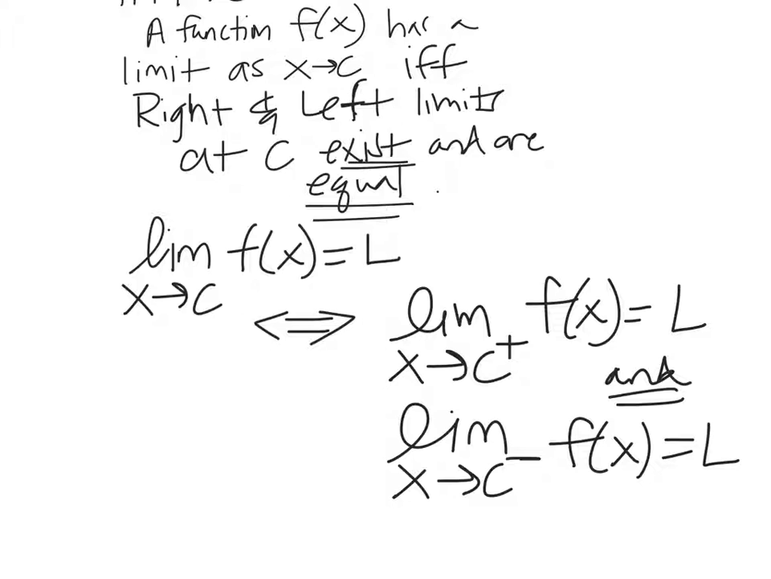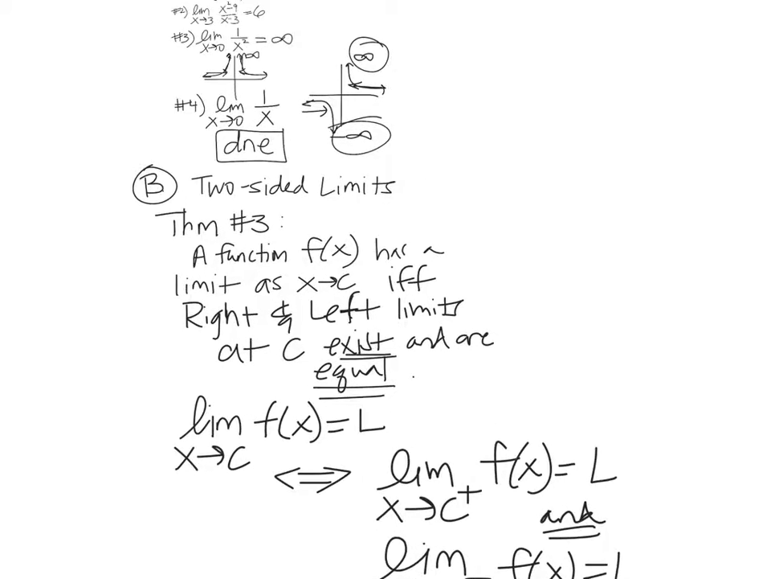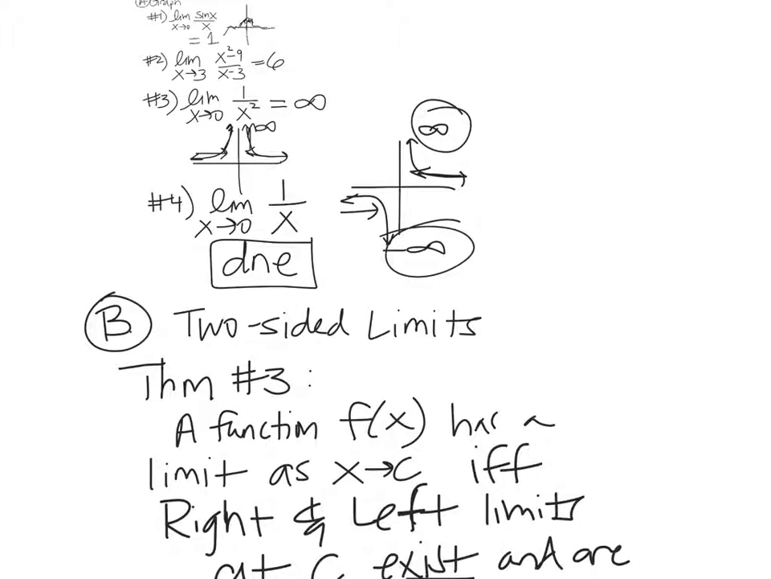So we're going to do a problem here. So does that go with number 3? Number 4? 3. 5. Oh, and this one? Yeah, so this one had a right-hand limit of infinity and a left-hand limit of negative infinity. They weren't equal to each other, so the limit did not exist there.